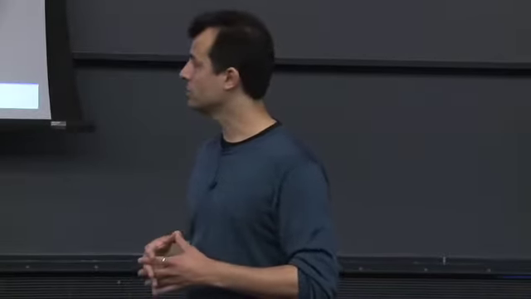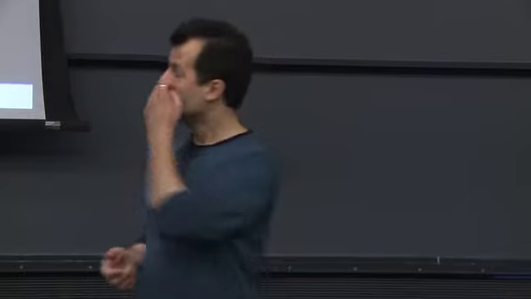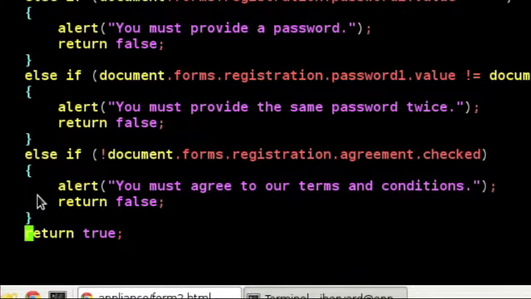And an input tag whose type is text has things like a .value property. By contrast, something like a checkbox is generally useful because it has a .checked property that is true if it's checked, false if it's not. So by saying if bang document.forms.registration.agreement.checked, I'm saying if it is not checked, by inverting the Boolean value, then yell at the user accordingly as well.